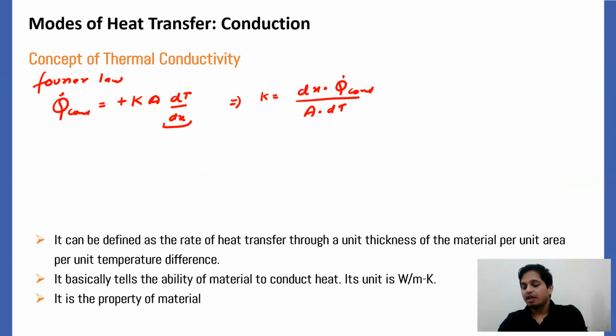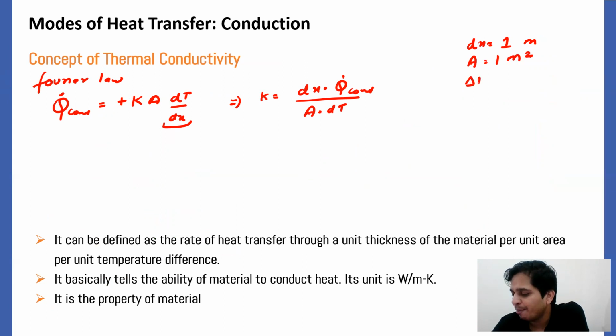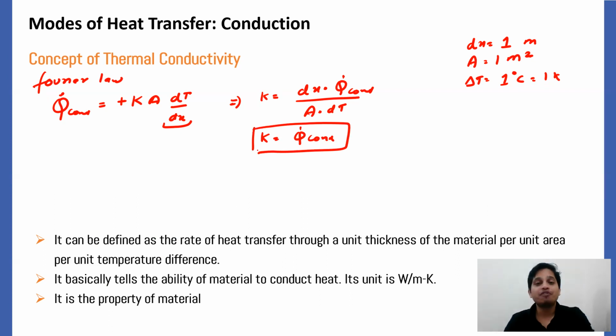For example, let us assume that the thickness dx equals 1 meter. I am assuming this for some time. The area is also 1 meter square, and the change in temperature is also 1 degree Celsius or 1 Kelvin. Then what will happen? k equals Q dot conduction. So how do you define conductivity?